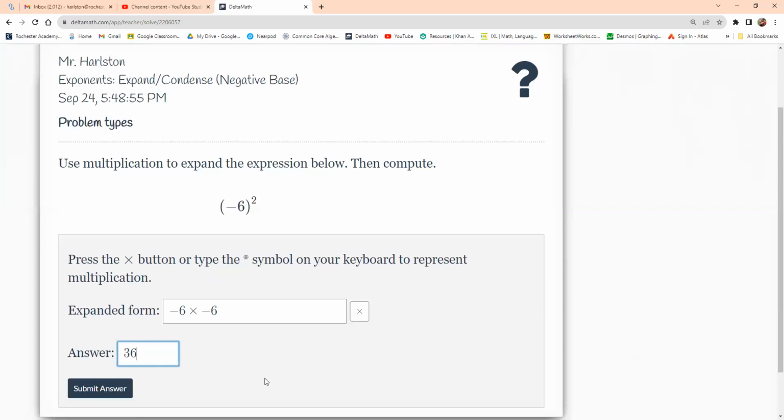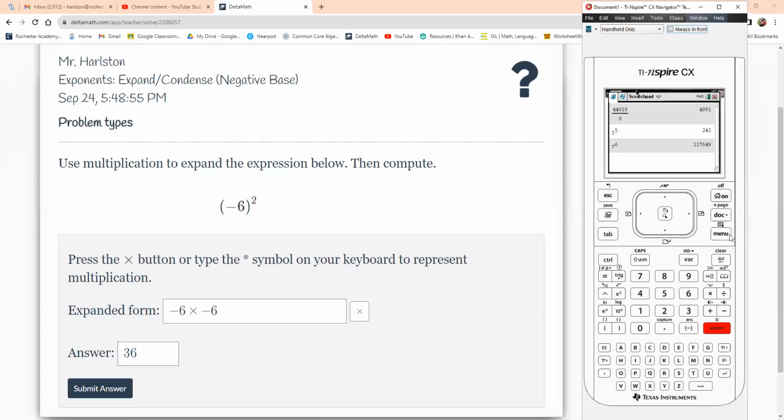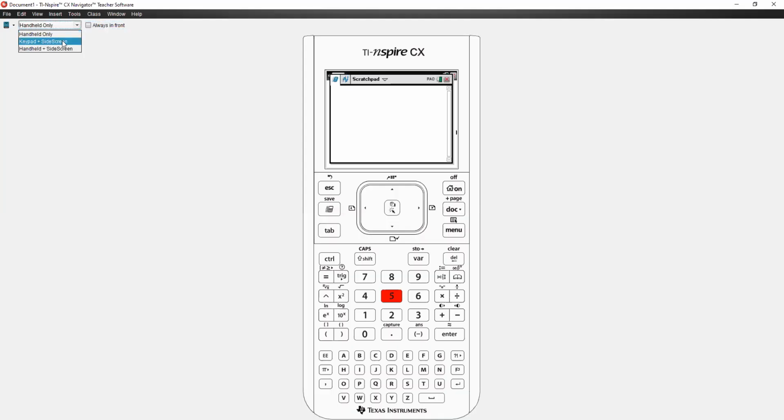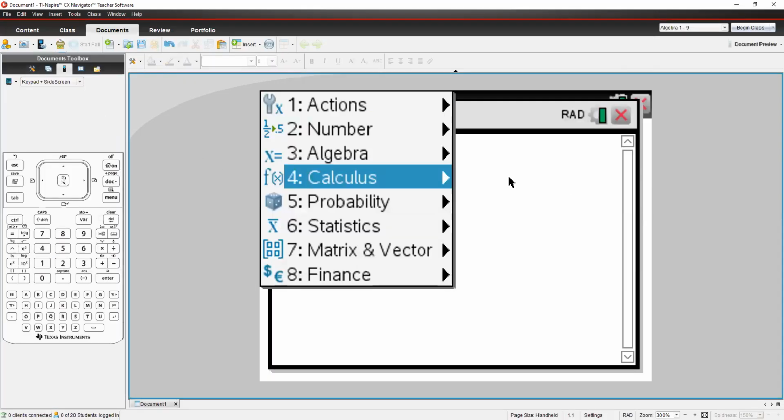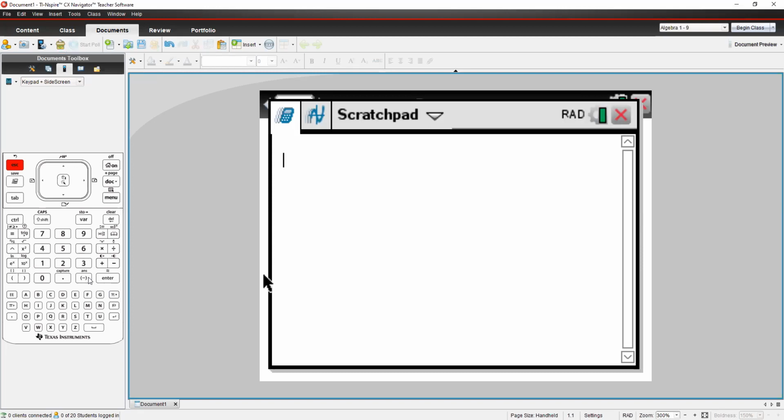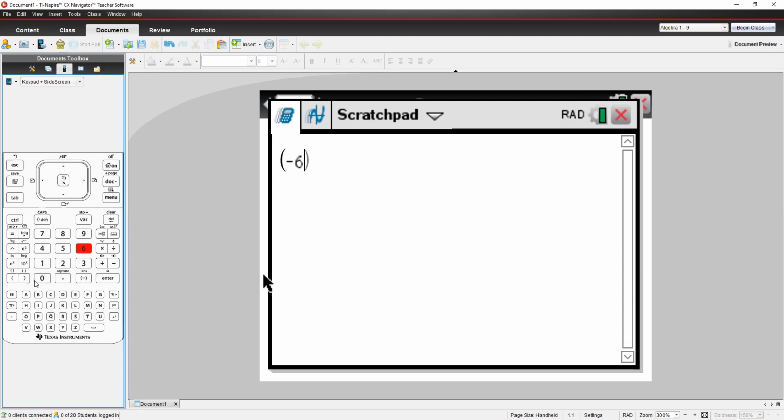Now, let me show you something, and I need to make sure everyone understands it. Let me clear this out. And then I'm going to make this larger so that everyone can see it. All right, so whenever you are entering a number that has a negative base, it has to go in parentheses. So you have to put it in parentheses. Okay. And then you raise it to the second power. Should be a positive 36.